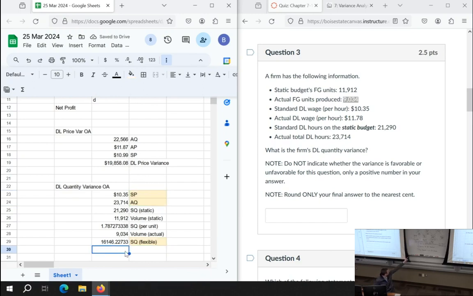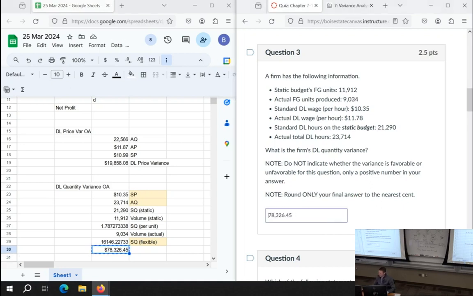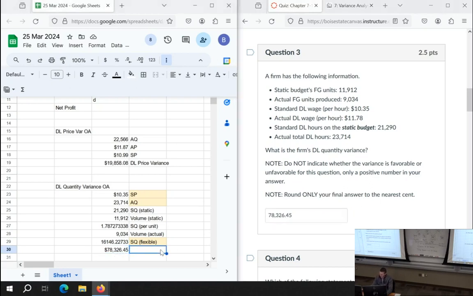Right? Got our equation. AQ minus SQ, all times the standard price. So that should be our direct labor quantity variance. I'm pretty sure I won't say that. So we're making sure we only input a positive number, but it was positive already, which means it's an unfavorable variance. That makes sense.